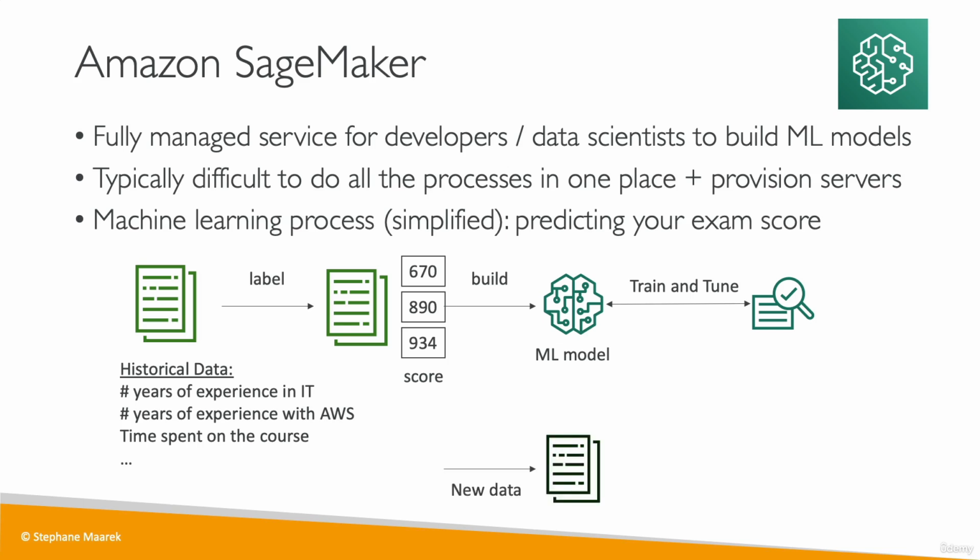So we're going to get new data coming in. For example, you are the new student, and I'm going to survey you, and I'm going to say, okay, how many years of experience do you have in IT and with AWS? How much time have you spent on this course? Then, based on the data you just gave me, I will apply the machine learning model that I have created before. And then the machine learning model will say, for example, hey, it seems like based on the data you have, I'm going to predict that the student will pass with a score of 906.